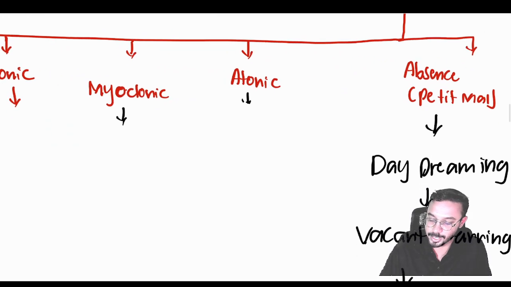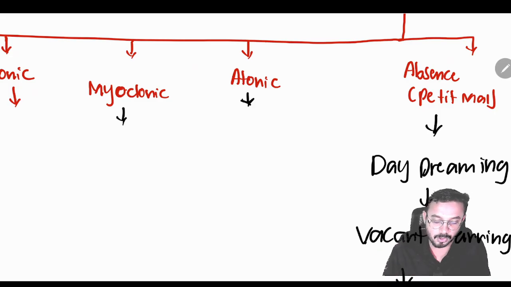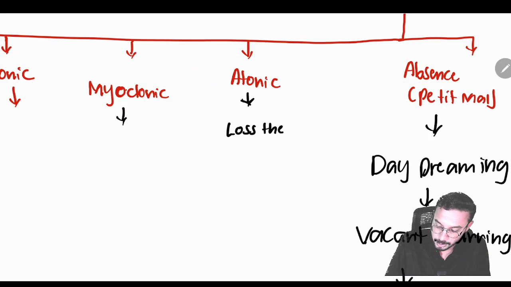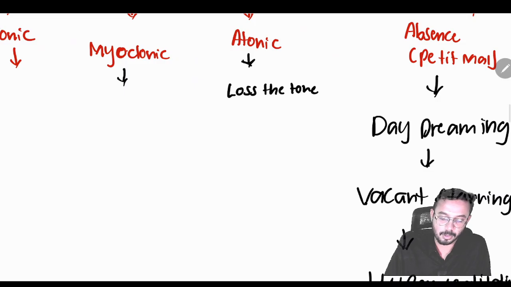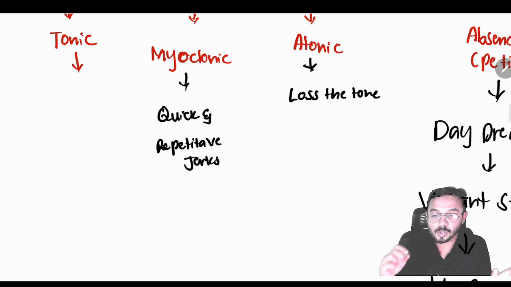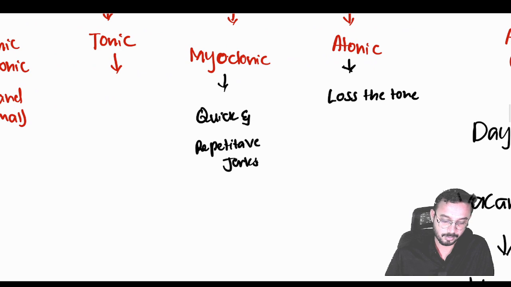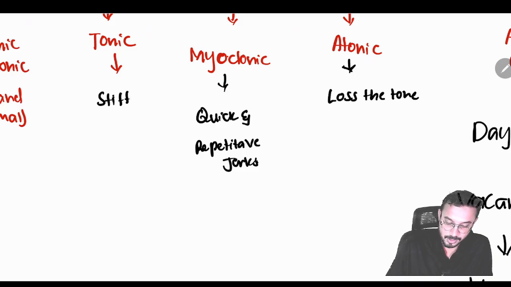Atonic seizure is nothing but decreased tone. If the tone is decreased, what will happen? The patient will fall down, you will drop, having lost the tone. Myoclonic is nothing but quick and repetitive jerks. Tonic seizure means stiffness, the patient is stiff. Tonic is nothing but stiffness.